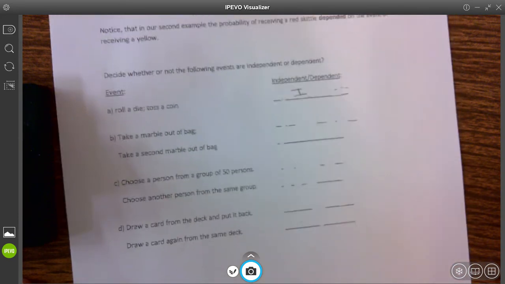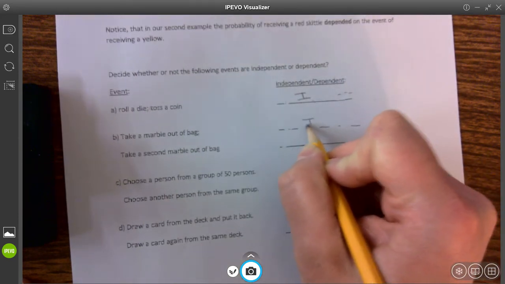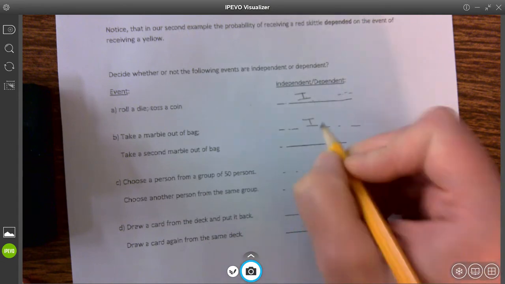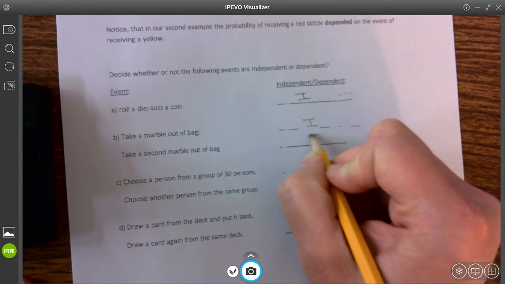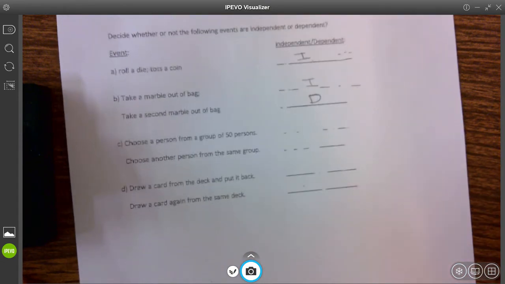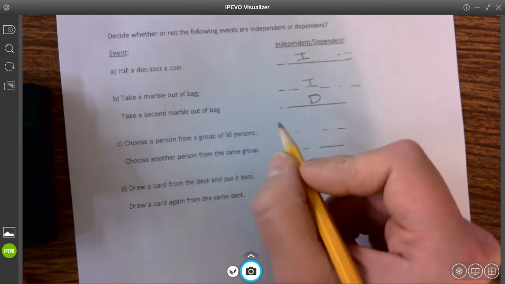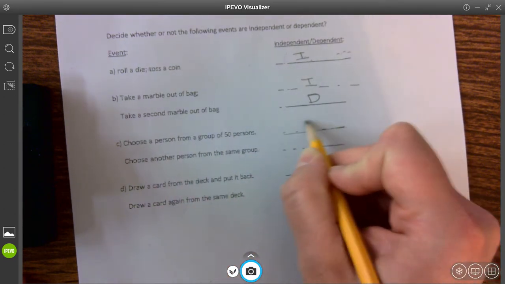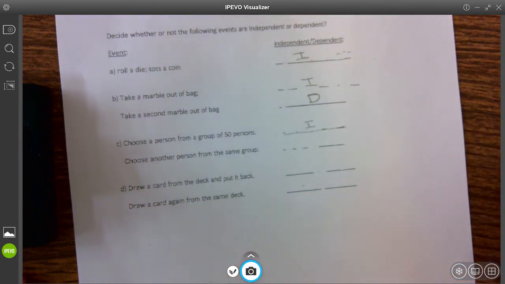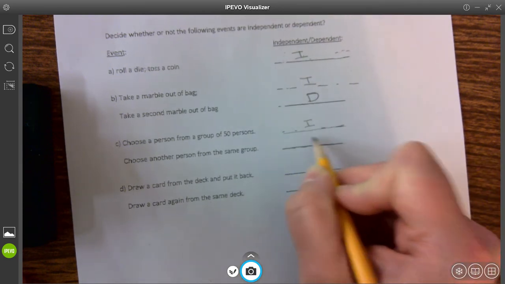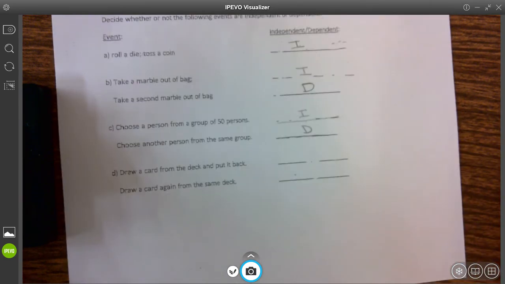Okay. I take a marble out of a bag. Nothing affected that. But then I take a second marble out of the bag. Oh, it is dependent on what I got in that first pull. I choose a person from a group of 50 people. Nothing was affecting that. And then I choose another person from that same group. Well, whatever person I picked, it's going to affect the next probability.